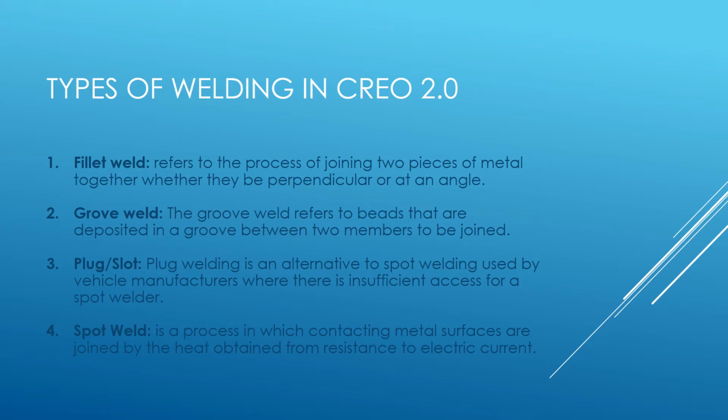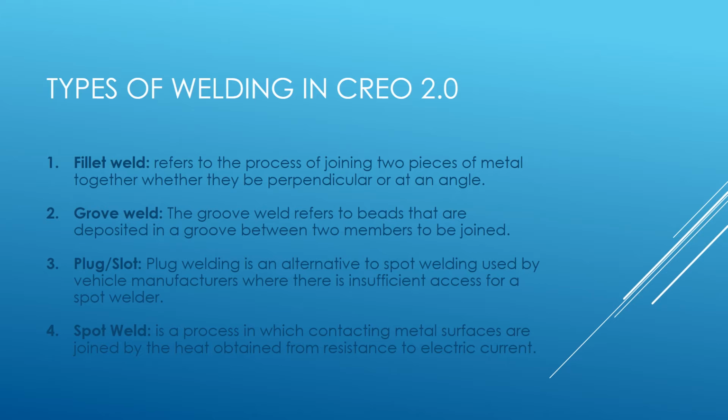So fillet weld is the first one. It refers to the process of joining two pieces of metal together, whether they be perpendicular or at an angle. The second one is groove weld. The groove weld refers to the beads that are deposited in a groove between two members to be joined.